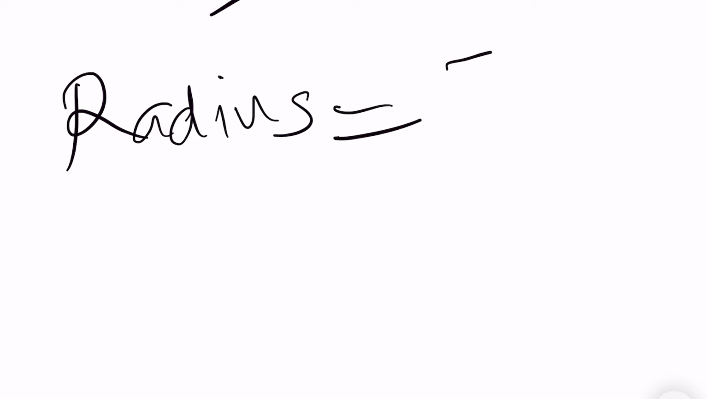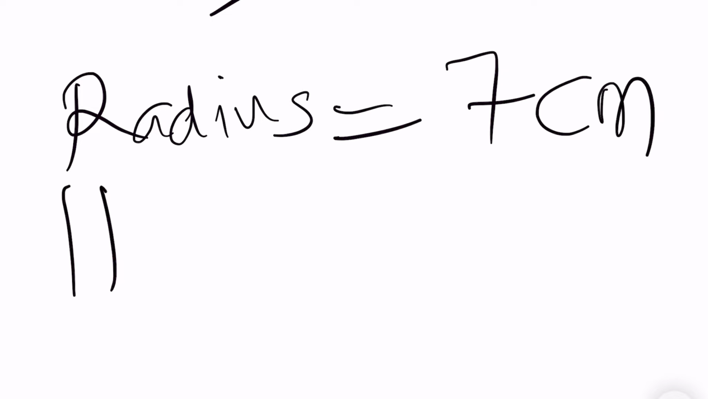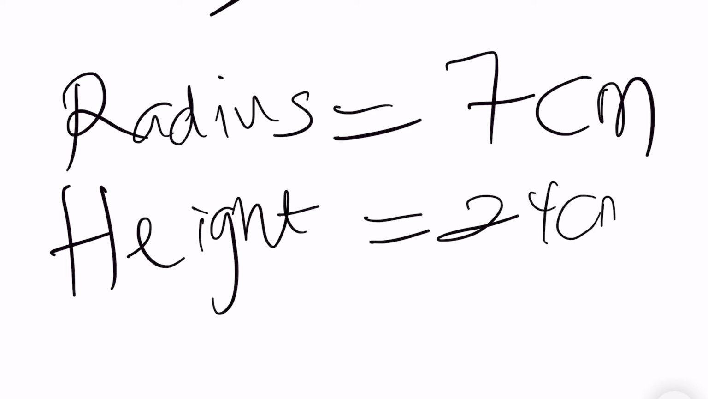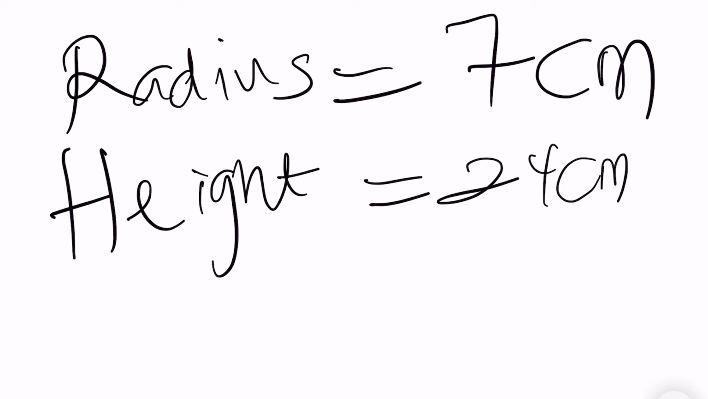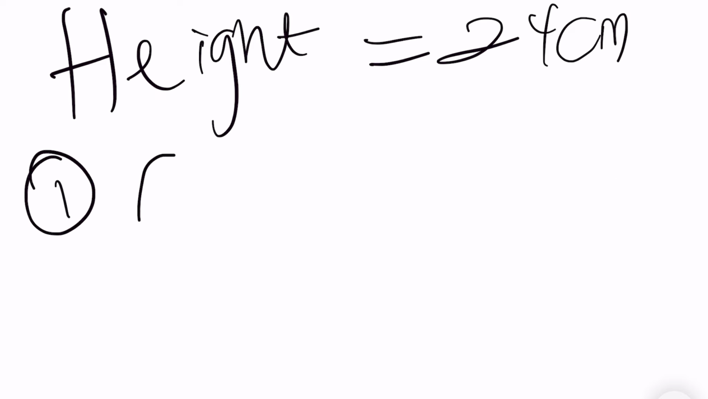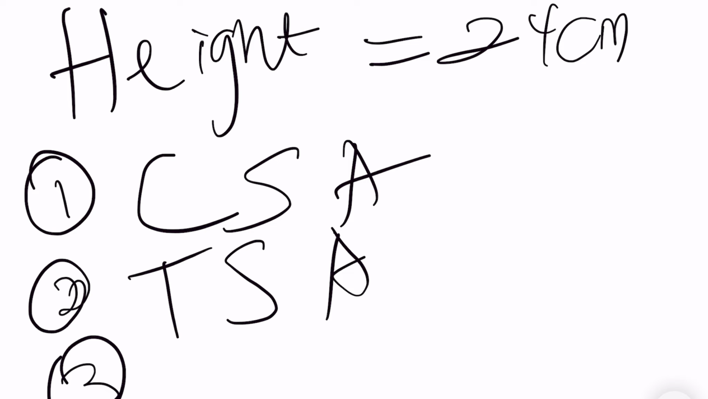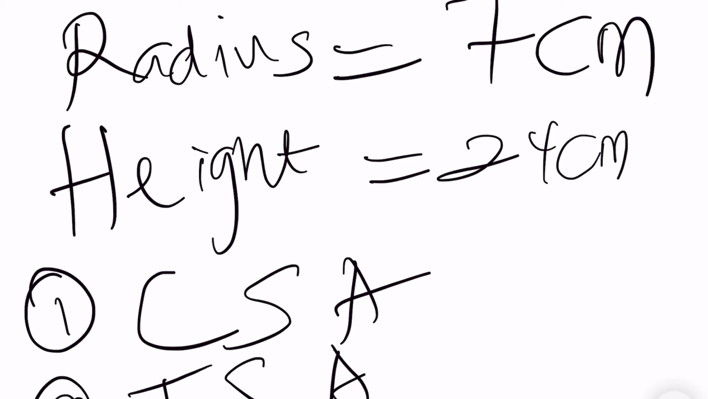So we have the radius to be 7 cm. We have our height to be 24 cm. Now, we have our radius to be 7 cm and our height to be 24 cm. Then we have to look for our CSA, and to look for our volume of a cone.